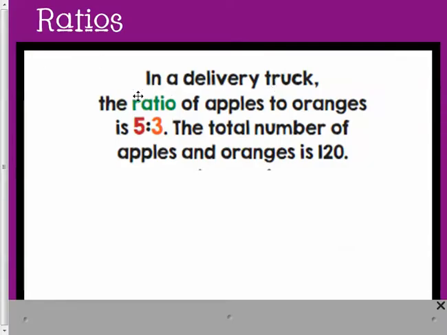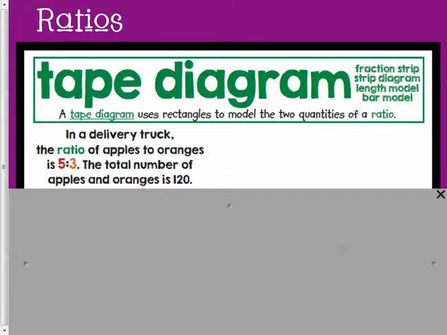In a delivery truck, the ratio of apples to oranges is 5:3. The total number of apples and oranges is 120. So if we look at this from a number line perspective, we can do something called a tape diagram. A tape diagram uses rectangles to model the quantities of a ratio.